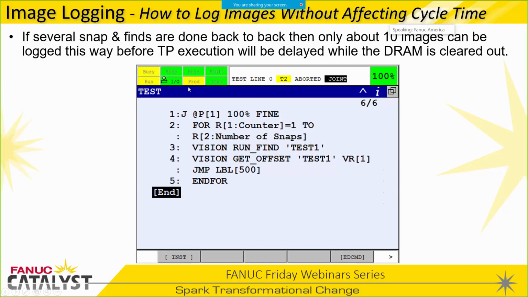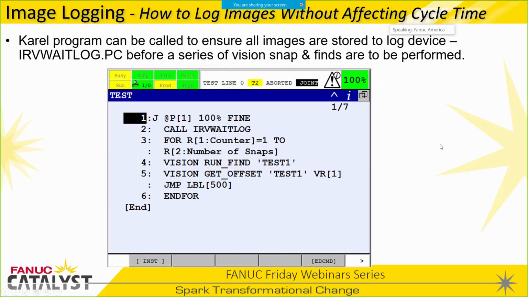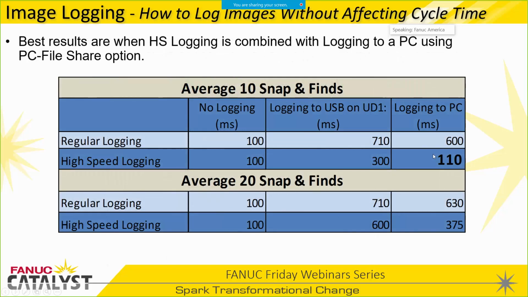Now, if several snap and finds are done back to back with high-speed logging on, then when you get to about 10 images, the buffer being used will be filled up, and you will start to see a delay. So it's not for 100 images in a row, but several will work quite well. There's even a KAREL program added that can be called to make sure this buffer's empty before I start doing a series of snaps. That's called IRV_WAIT_LOG. If you call that, then the program will not continue until that DRAM buffer has been exhausted.